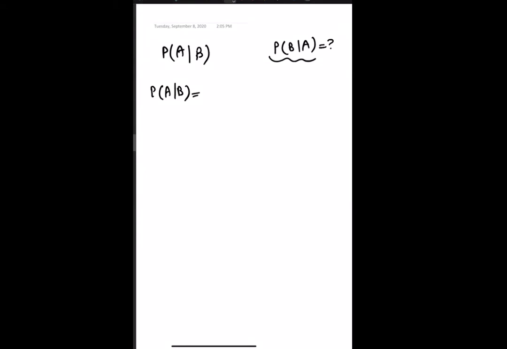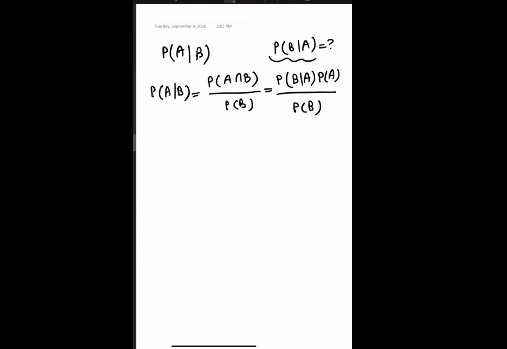So we write this conditional probability, that's probability of A conditioned on B, divided by probability of B, and I can rewrite the numerator as probability of B conditioned on A multiplied by probability of A, divided by probability of B. And now I have pretty much everything from the problem statement.